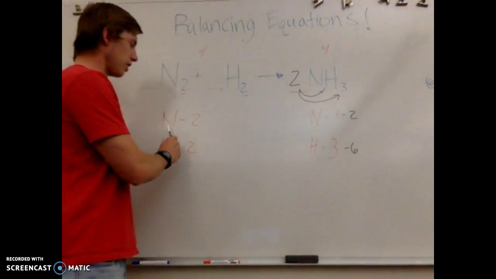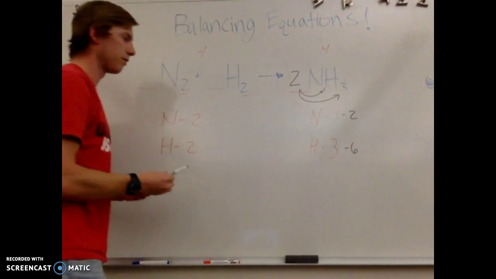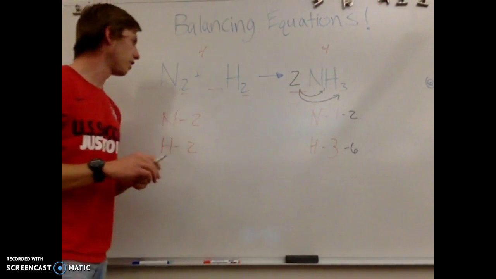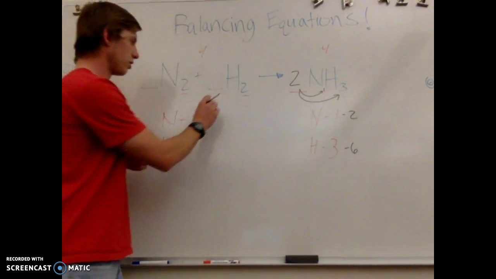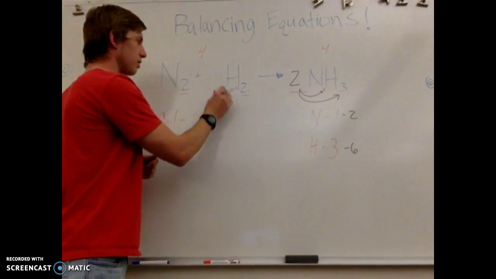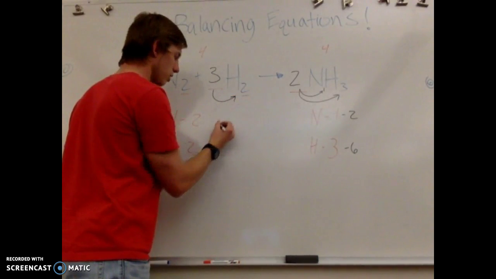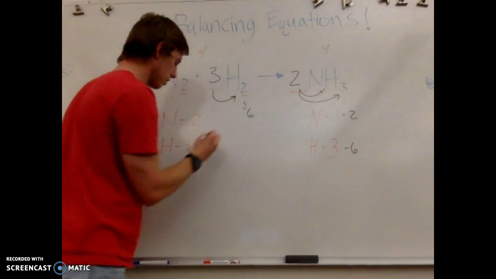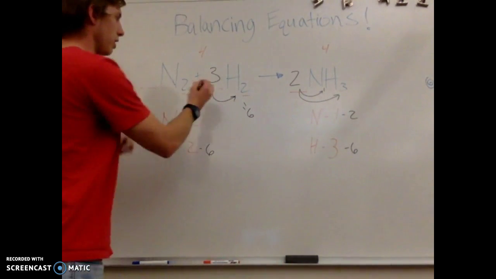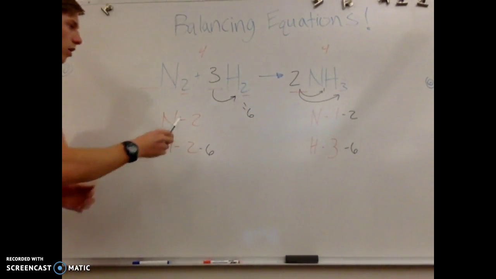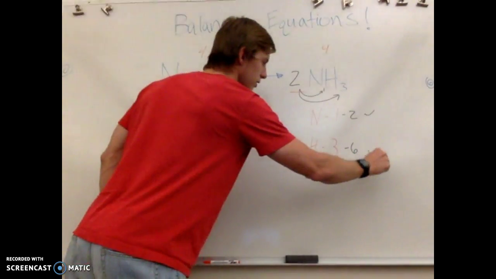Now, as you can see, the nitrogens line up nicely, but the hydrogens are still quite off. We have 6 over here and 2 over here. So, as you can maybe predict yourself, we are going to multiply the hydrogen molecules by 3, because 3 times 2 equals 6, and that's what we're trying to get. So now the coefficients will be 3 here and 2 here, and now we are all equal. We got 2 nitrogens, 6 hydrogens, 6 hydrogens.